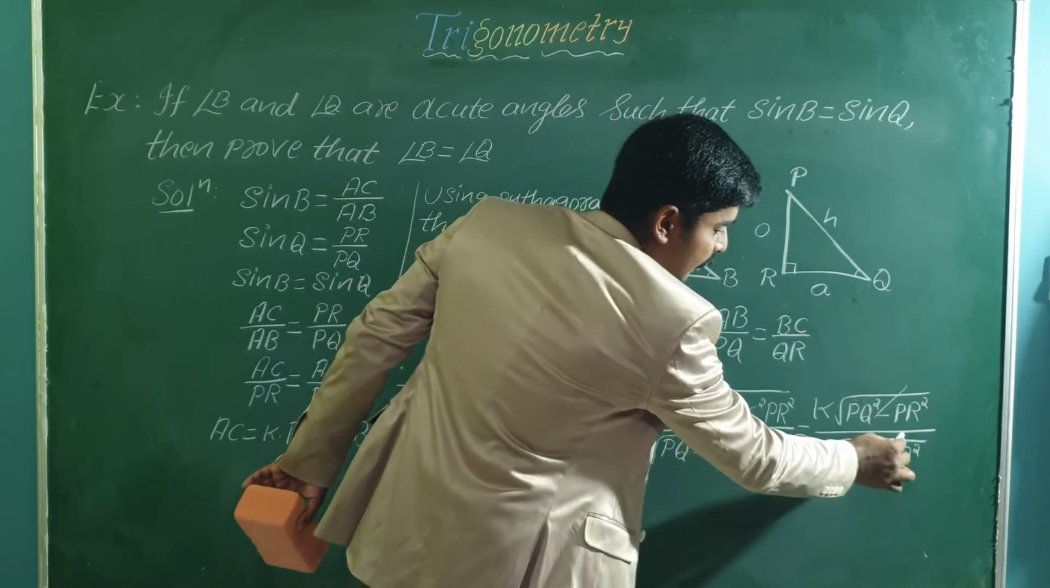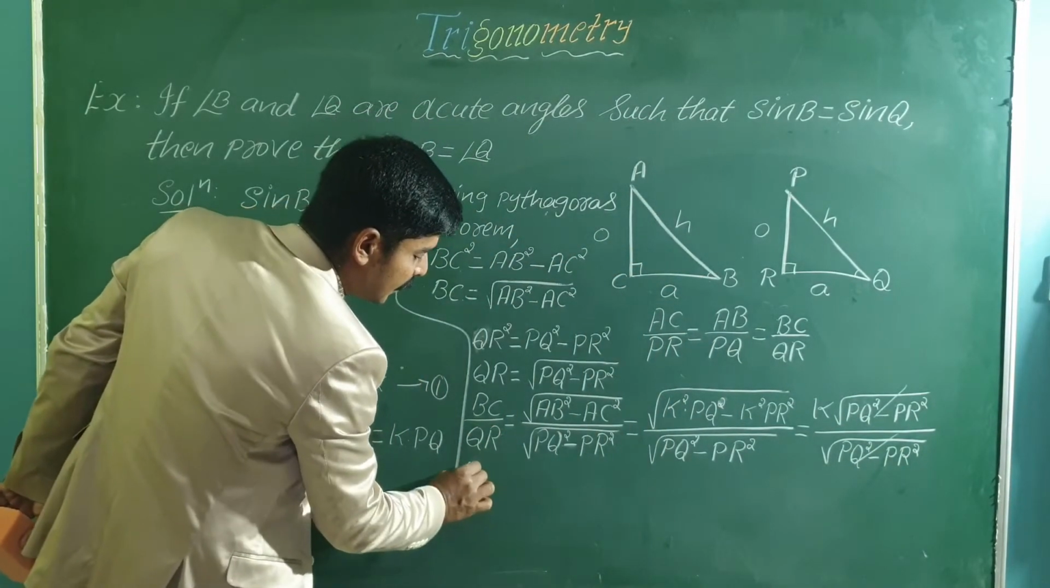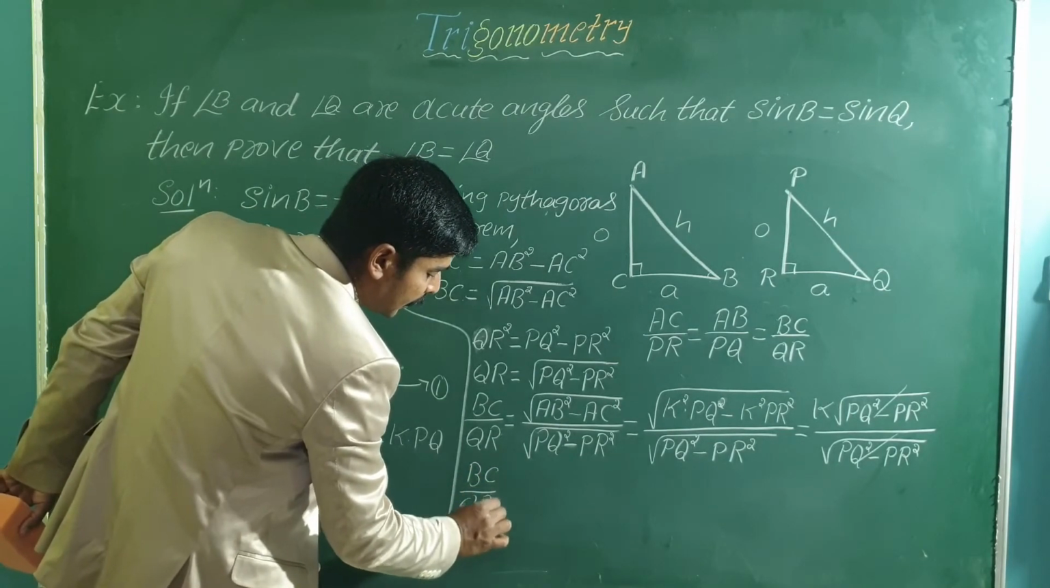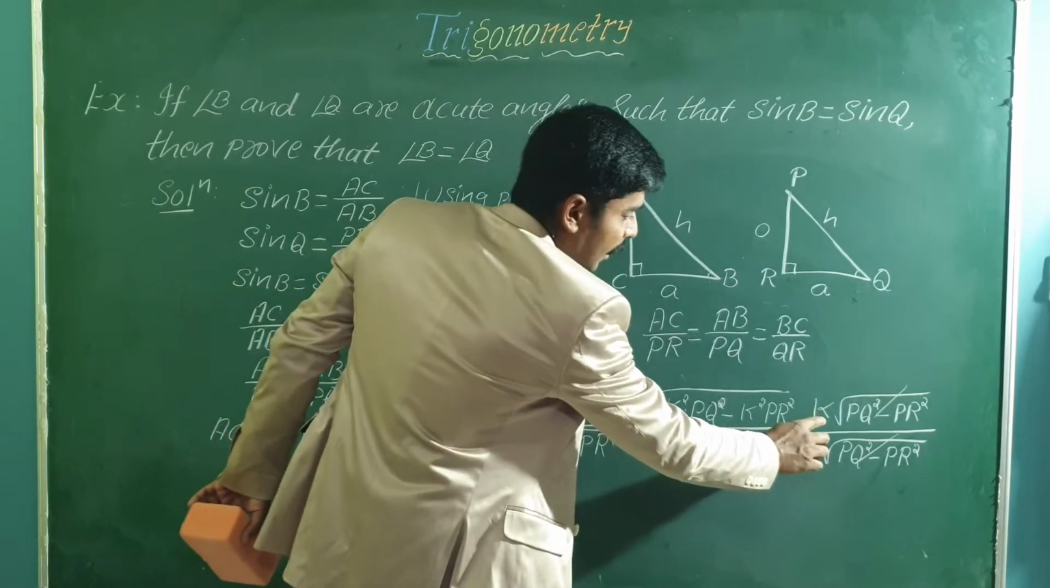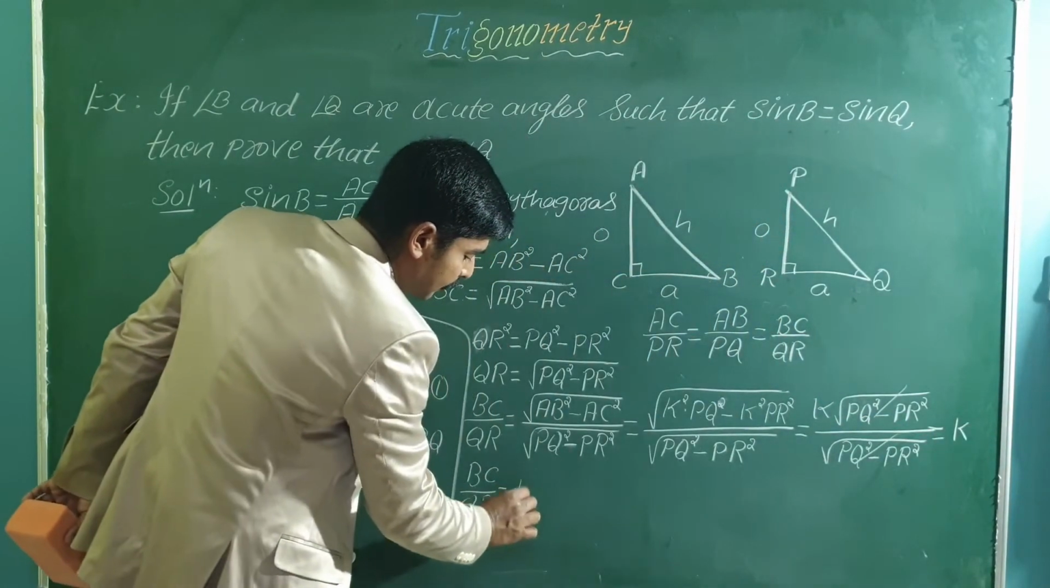So these two terms will get cancelled. So finally what I get? I get BC by QR is equal to K. Finally I get this is equal to K.